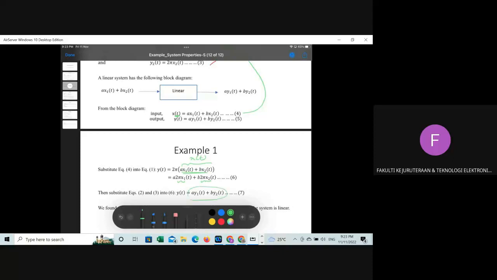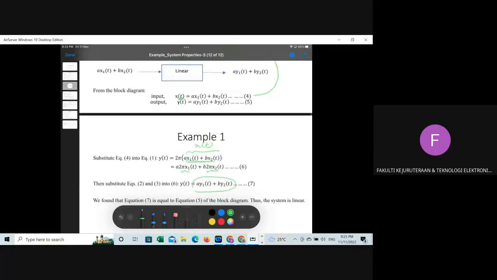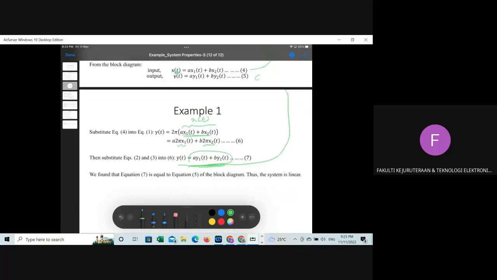So you see, and then you check. If you substitute equation 2 and 3 into 6, you obtain this form, which is the same as equation 5. That means the system is linear. If you substitute equation 2 and 3 into your 6th equation and you have a 7th equation, and your 7th equation is not equal to equation 5, the system is not linear.